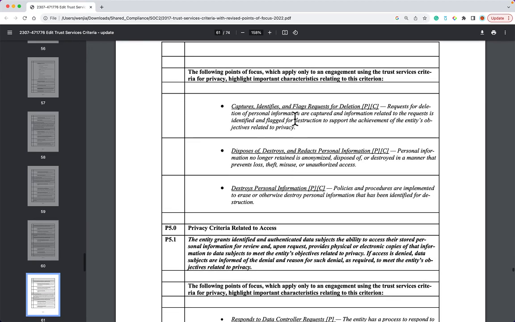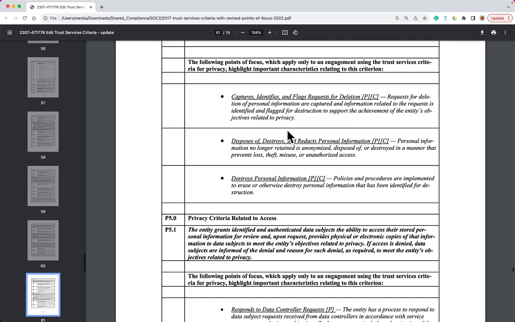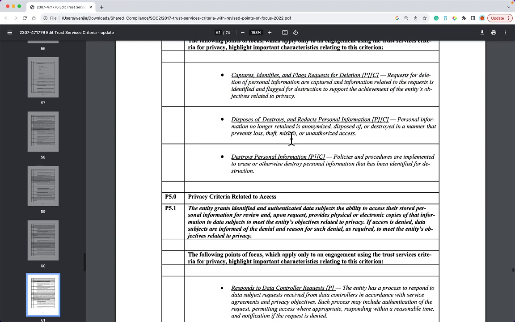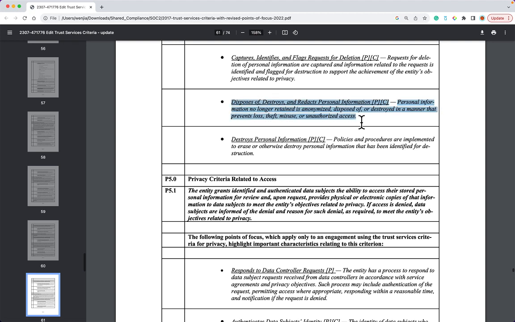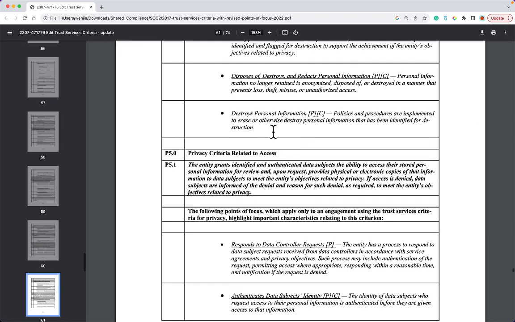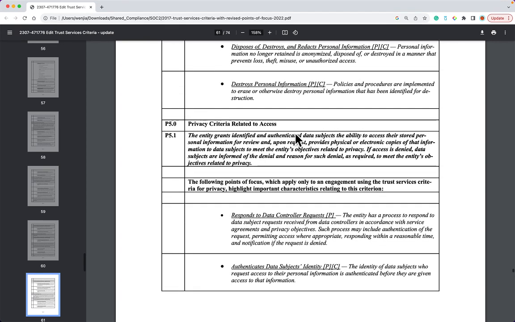You need to have a mechanism, a system to set some alerts for this deletion, and you need to have a corresponding system for deletion requests from data subjects. And when you have a system to destroy, and when you are destroying, you need to destroy this information appropriately, safely, securely, lawfully.